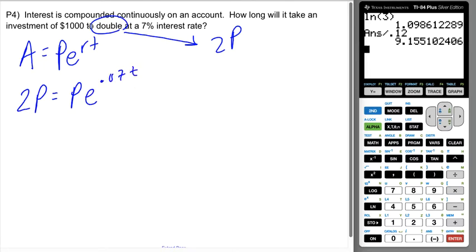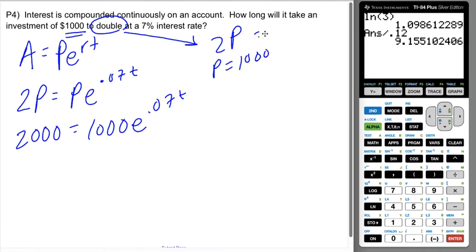Oh, sorry, I know what P is, my bad. They did you a solid, they told you 1,000. So actually you can say 2,000 equals 1,000 e^(0.07t), although it won't matter. So here P is 1,000, 2P is 2,000.